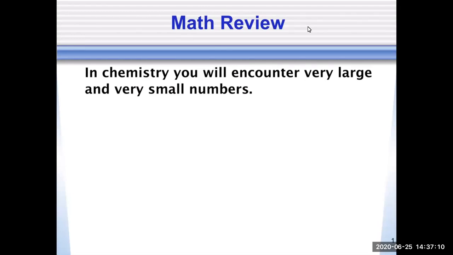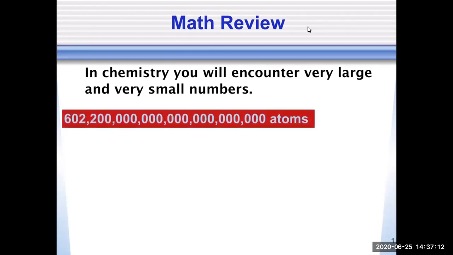For instance, right here is a very large number. This is the number of carbon atoms that would be in about 12 grams of carbon, or a 60-carat diamond ring. Now that is quite a large diamond, but on an everyday scale, it's not such a large object, but it has many, many atoms in it.